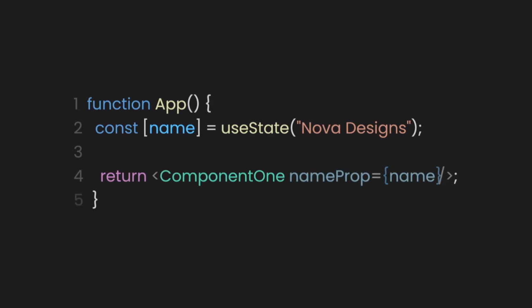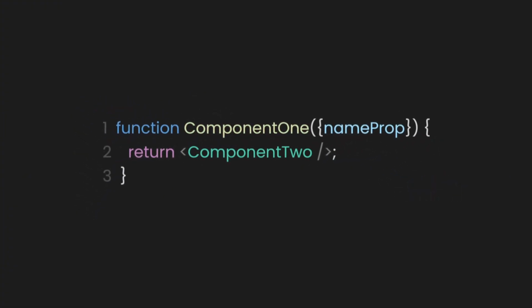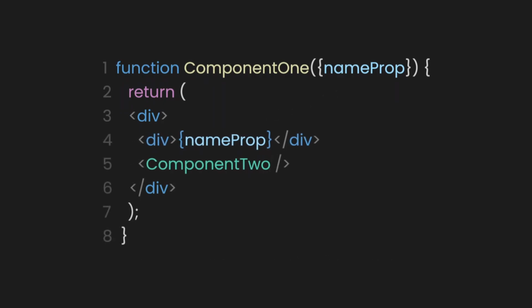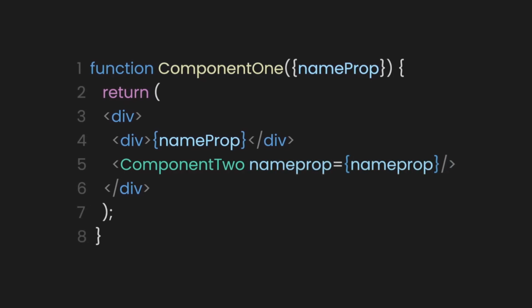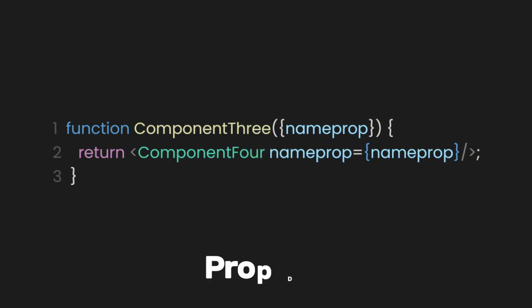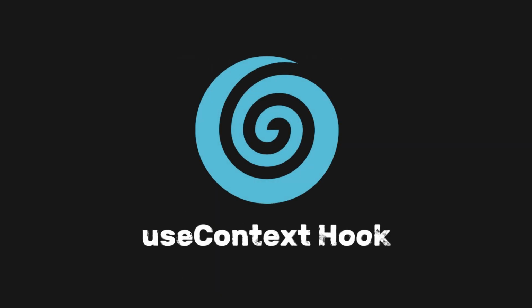Usually, we would use props to pass the state value into the component. Inside Component 1, we can then access the name state. But what if we also wanted to display the name in Component 4? Usually, to access the name state from the app in Component 4, we would need to pass the name state through Component 1, then Component 2, then Component 3, and finally, Component 4. This is what we call prop drilling, where we are required to pass props through multiple levels of components to access them. But thanks to the useContext hook, we no longer need to do prop drilling.